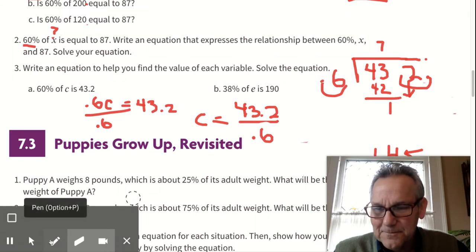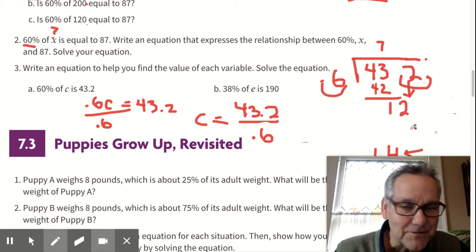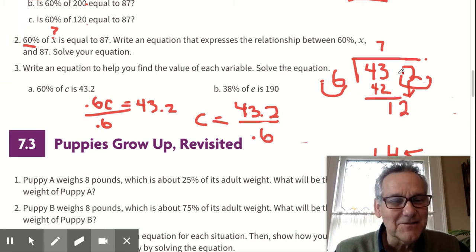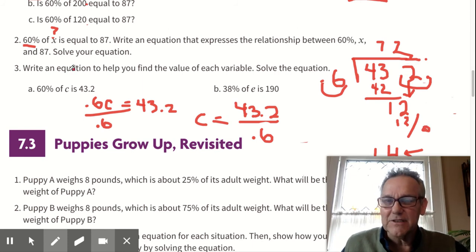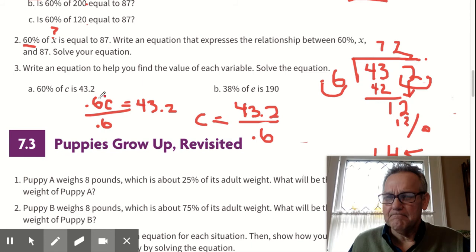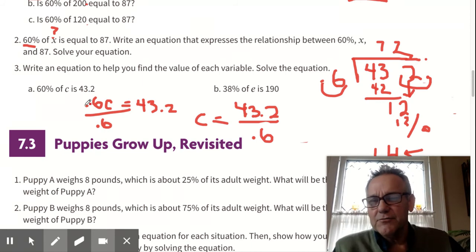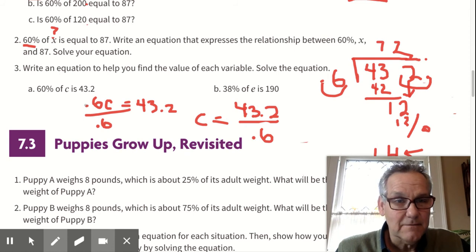Okay, here we go. So this is a 2, sort of. And 6 can be subtracted from 12 twice. And of course, again, prep for success. So we're done with this one. So it's 72. 60% of C is 72. Well, I mean, 60% of 43.2 is 72, which can't be, right? It can't be.